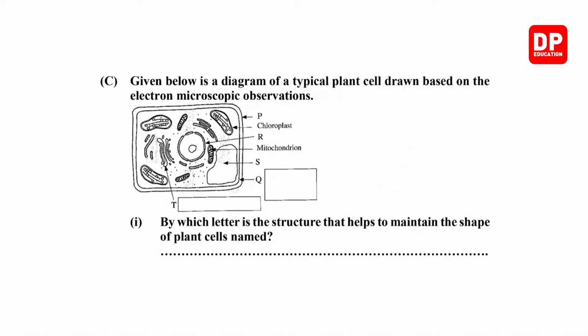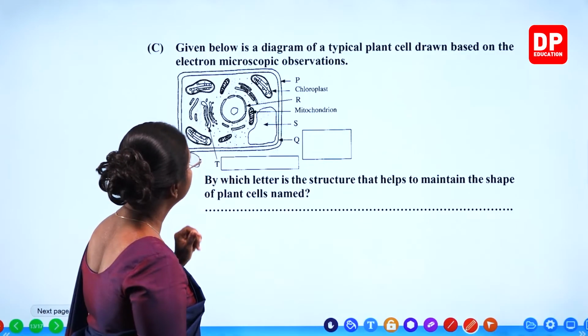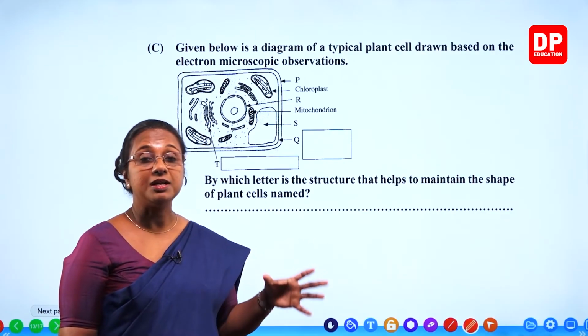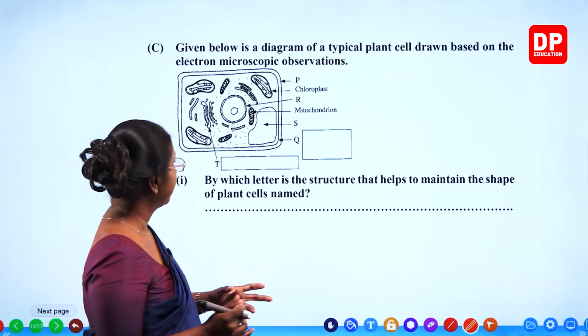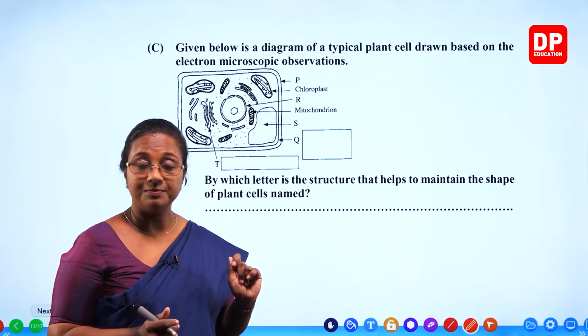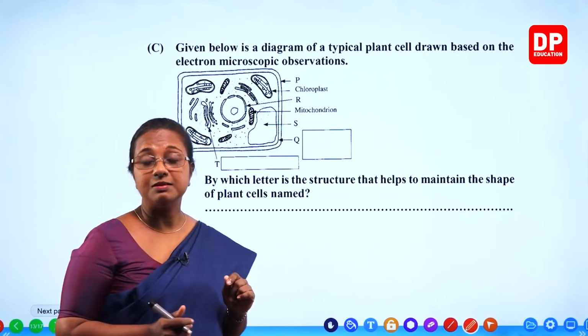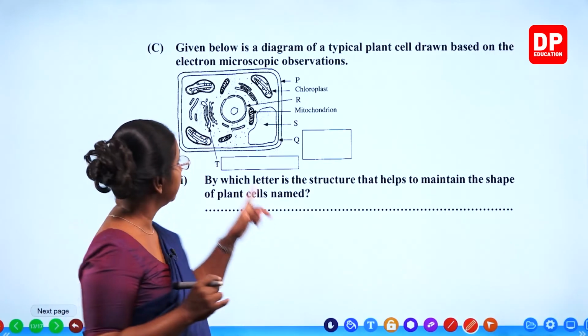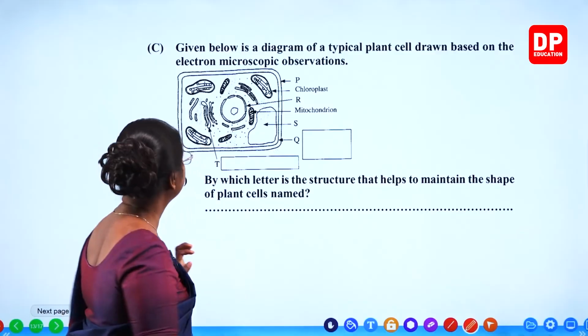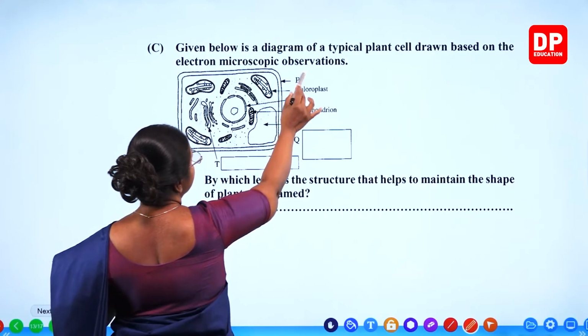That is part C. So this question had part A, part B and part C. So part C, given below is a diagram of a typical plant cell drawn based on the electron microscopic observation. So you know what a typical cell is. Typical cell includes all the possible organelles and structures that can be present in a plant cell. That is here because it's a typical plant cell. And it is observed through the electron microscope. Even the very small structures and organelles can be observed through the electron microscope. So you know that.